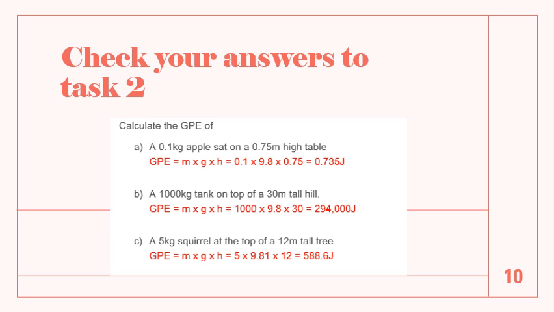C, a 5 kilogram squirrel on the top of a 12 meter tall tree. To get gravitational potential energy is mass times gravity times height. So that's 5 times 9.8 times 12, which is 588.6 joules.